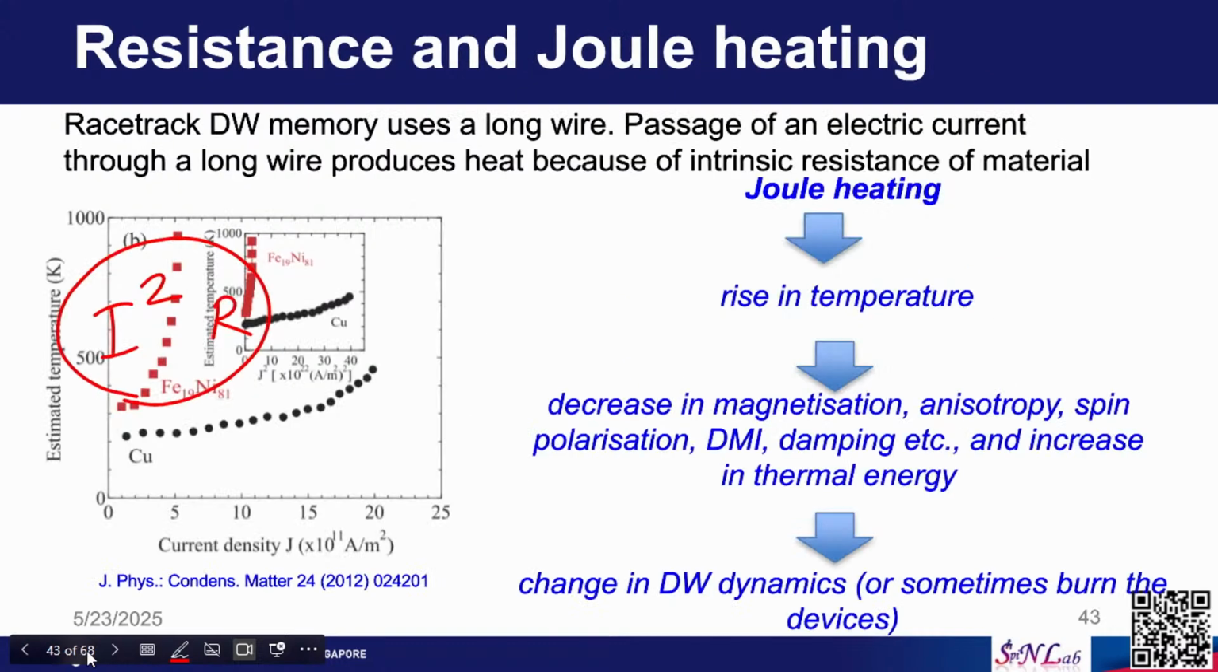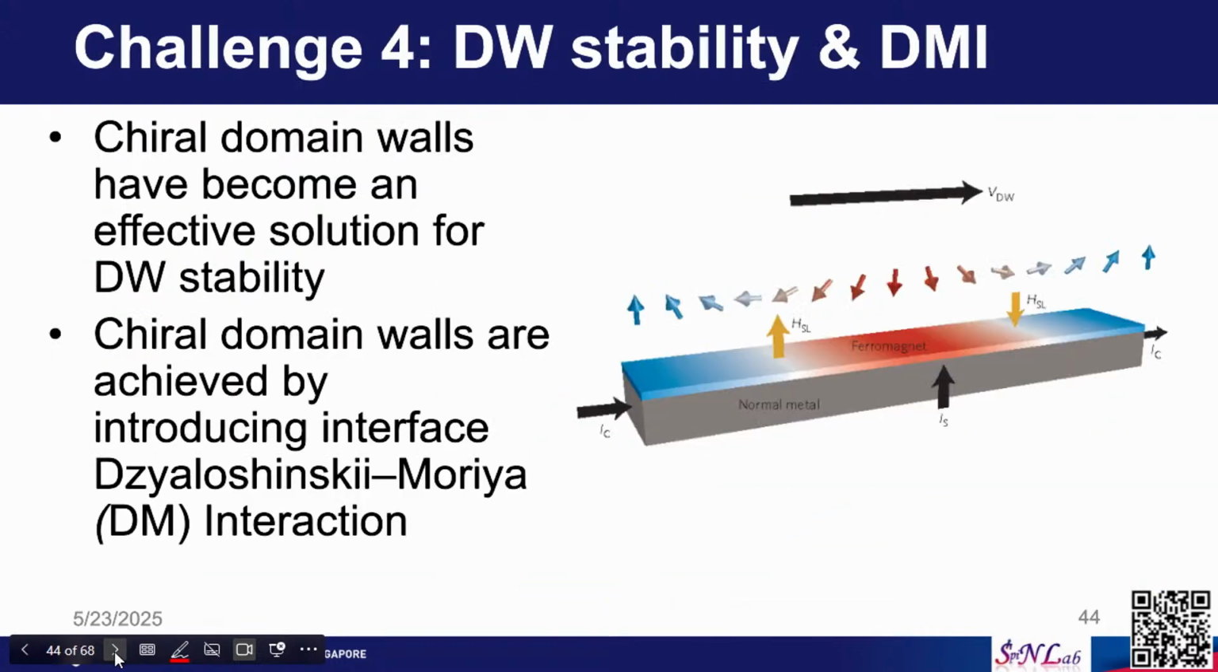Okay, this one I skipped, I think. Okay, maybe I spend 1 or 2 minutes. So, I told you that there is something that prevents the domains collapsing into each other. The thing that prevents the collapse of domain into each other is this property called the chiral domain wall property. Okay.